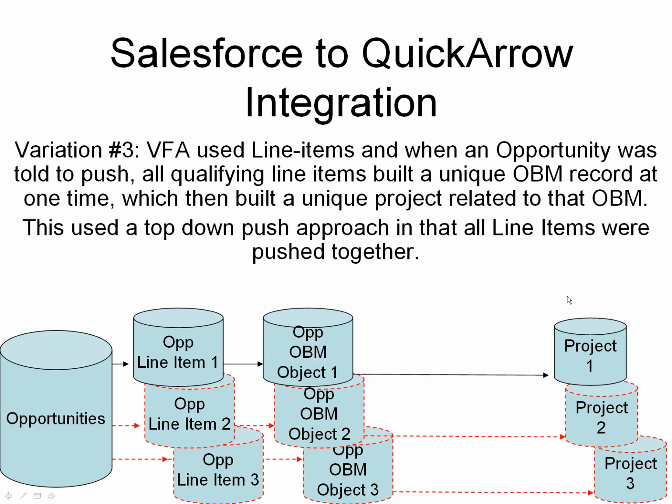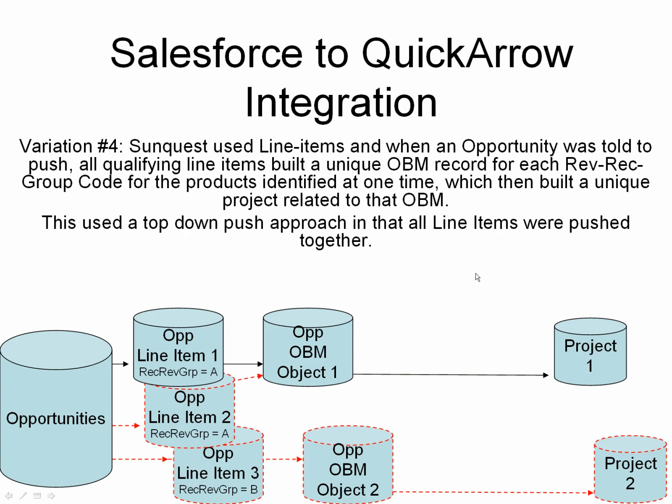Third variation is BFA. They did line items exactly the same way, except they just wanted, when an opportunity qualified, to be able to push everything over. The previous one, you had to manually choose each one and push them over one at a time. This way, they wanted to just check the box on the opportunity and have everything that qualifies be pushed over.